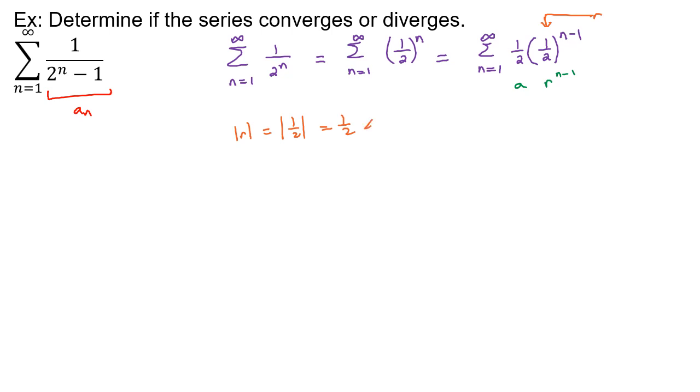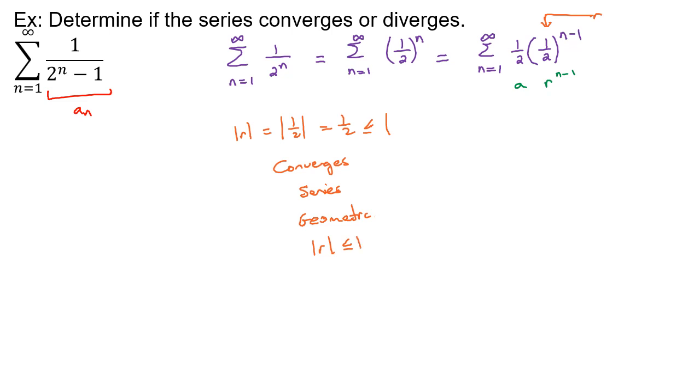Which is less than or equal to 1. That means this geometric series converges. This converges. This is a convergent series because it's geometric. And I keep wanting to put an E on the end of geometric for some reason. It's geometric with your ratio less than or equal to 1.